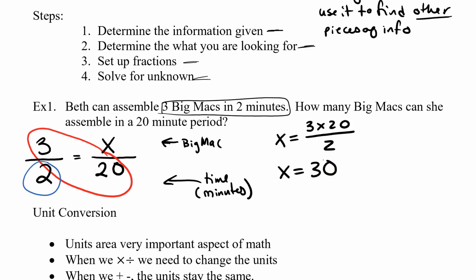Now in Essentials Math, every single number means something. We're never just solving for the sake of solving. So we have to remember that we're going to say it's 30 Big Macs in 20 minutes.